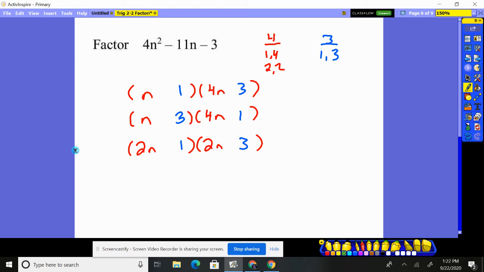So when we look here, this gives you 3n. Let's just write this, 3n, and that gives you 4n. Is there any way with 3n and 4n you could get 11, adding them or subtracting them, which is going to be subtraction? No.